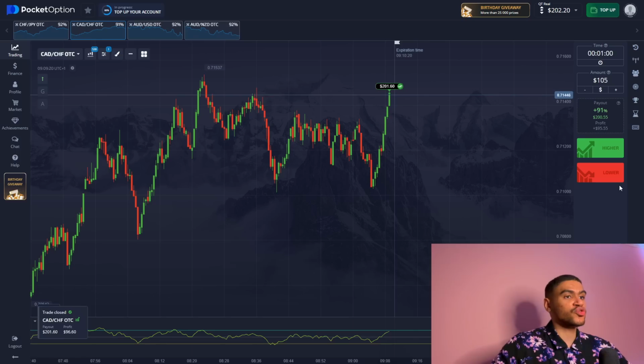And there it is, a strong finish on the second one. $200 goes straight into our pocket, and we are dominating this trading session so far.